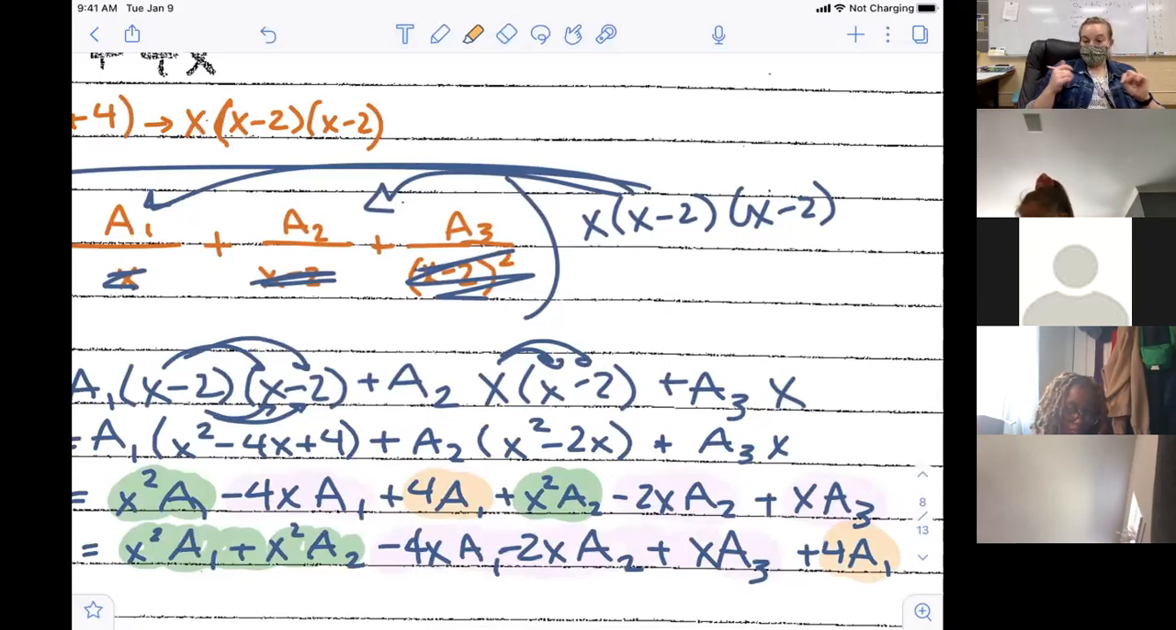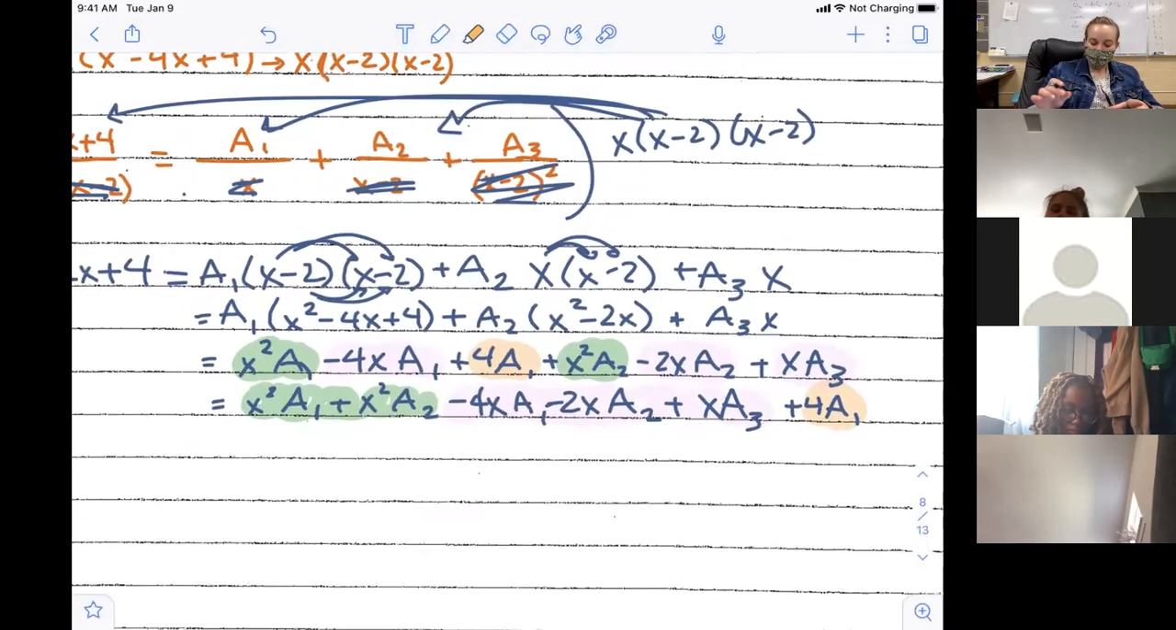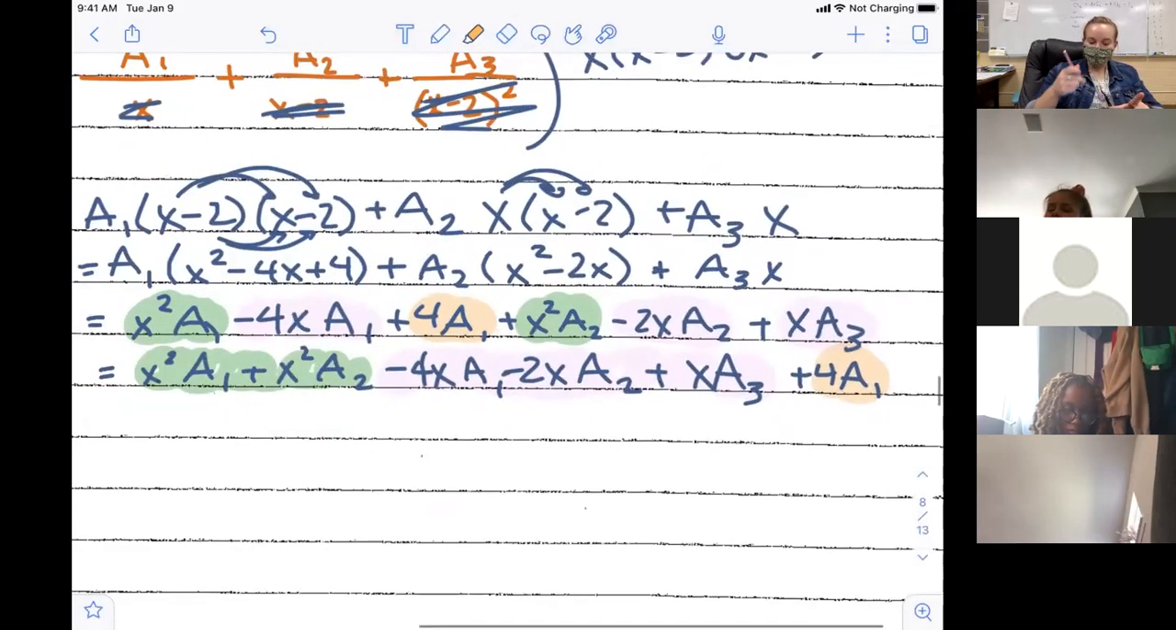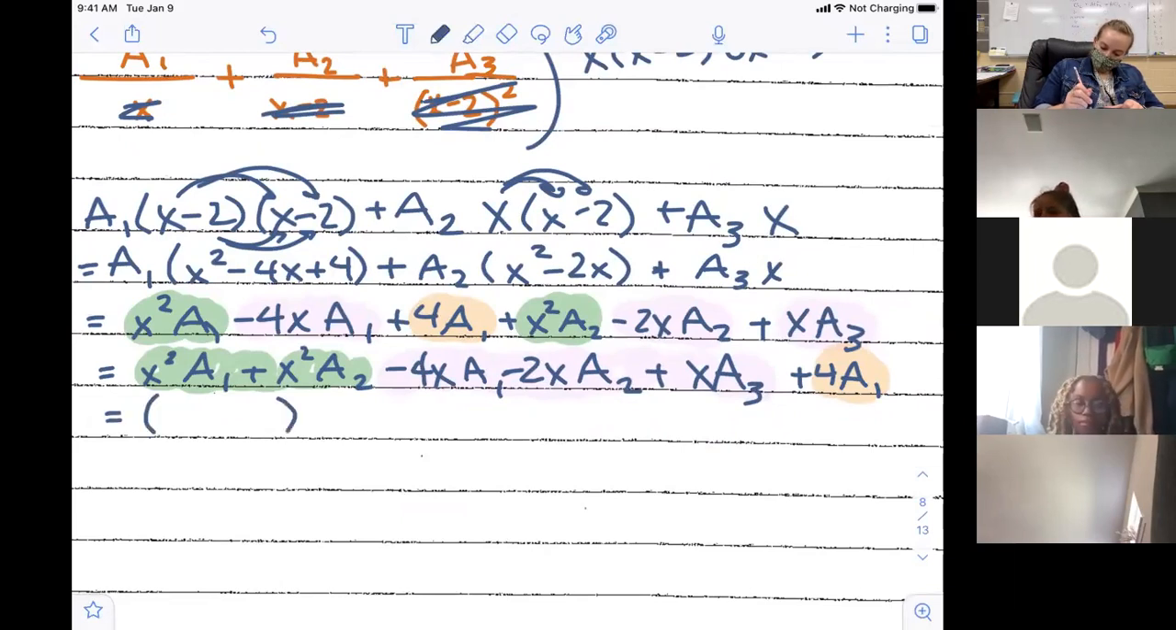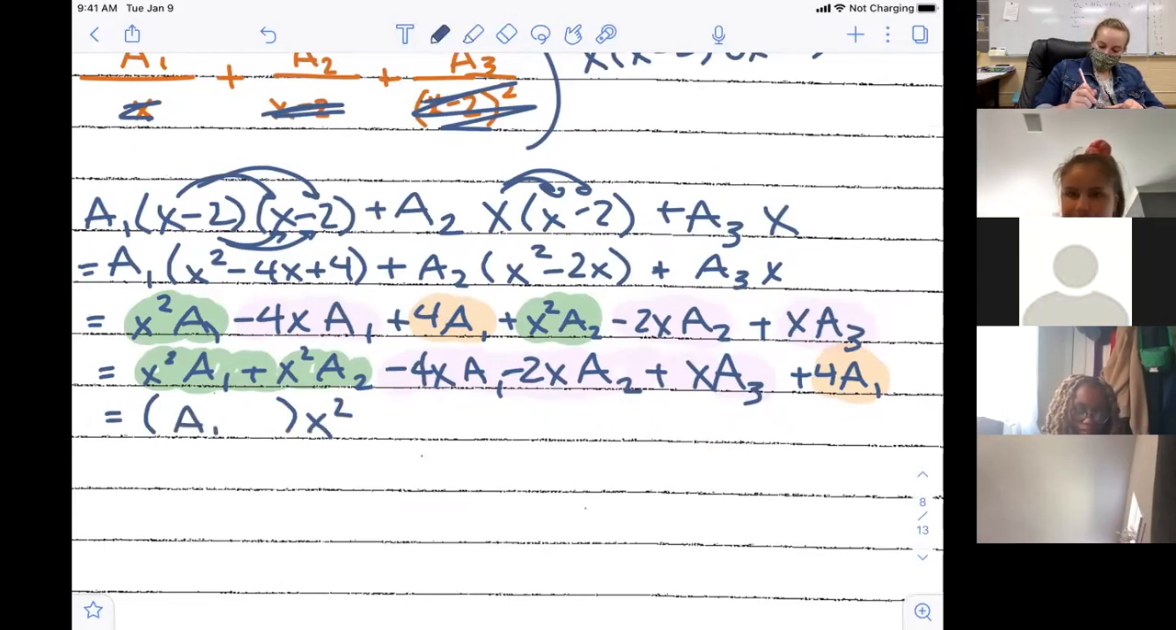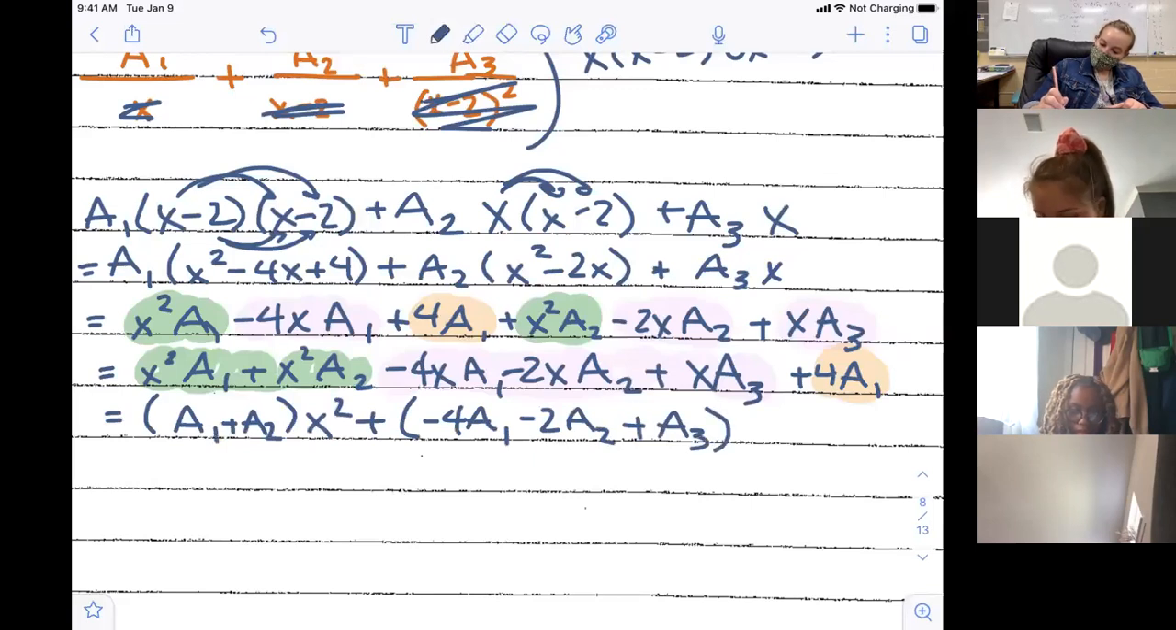The last step before I write my equations out is to factor out the x squared and the x from all of these, so I don't have to carry that through. I've got one more step and then I'll bring my left side down with me. I factor x squared out of x squared a1 and x squared a2, so I get a1 plus a2 times x squared. I factor x out of all of the pink ones, so I get negative 4a1 minus 2a2 plus a3 times x. And then I have nothing to factor out of the orange term, so I just leave that as 4a1.